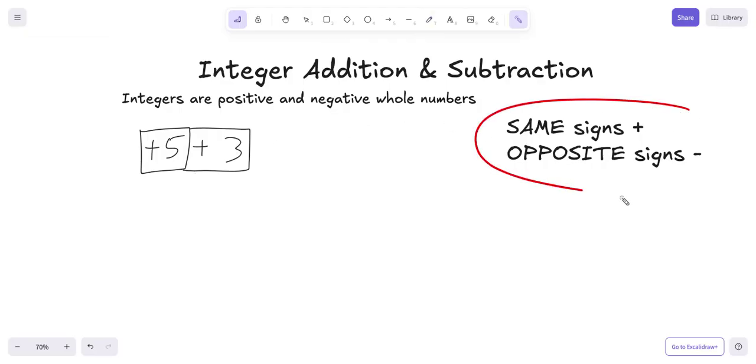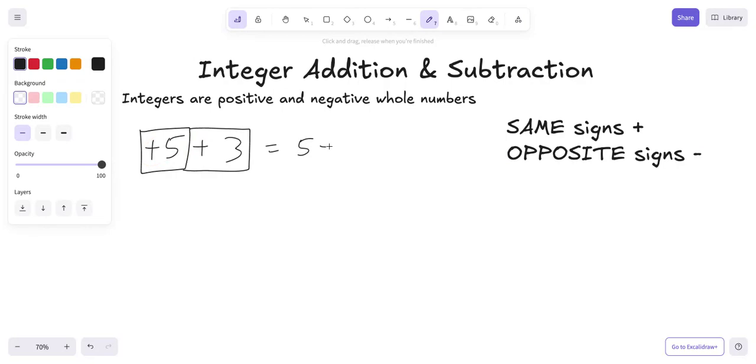Now my cheat sheet is, if you're looking at the two numbers, they have one sign. If the signs are the same, we add. If the signs are not the same, we subtract. So in this case, the signs are both positive, they're the same, so we add: 5 plus 3 is 8.